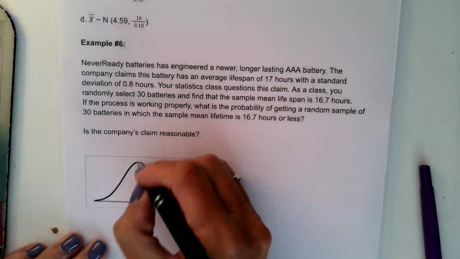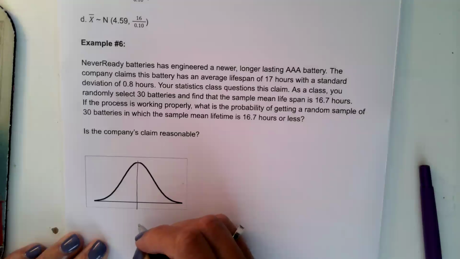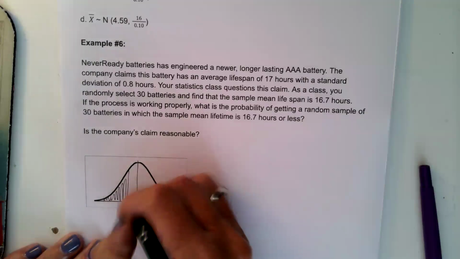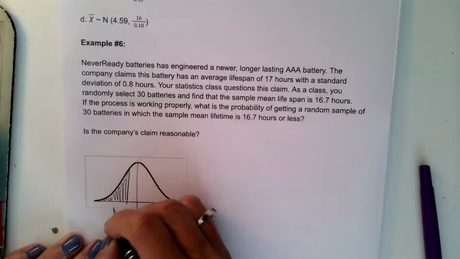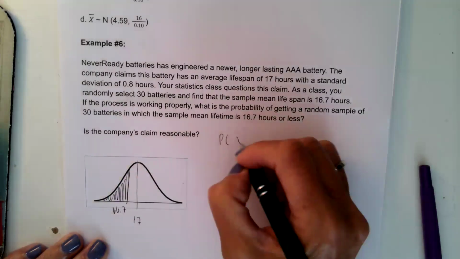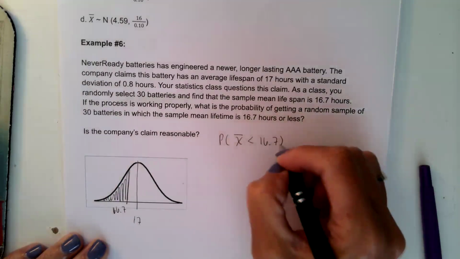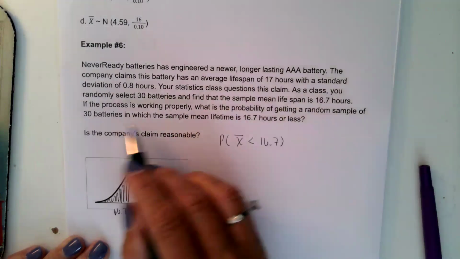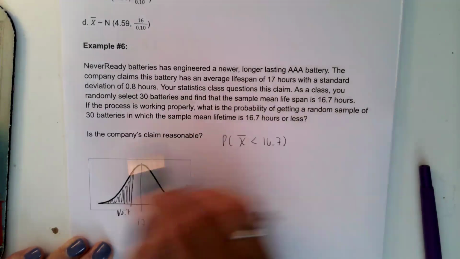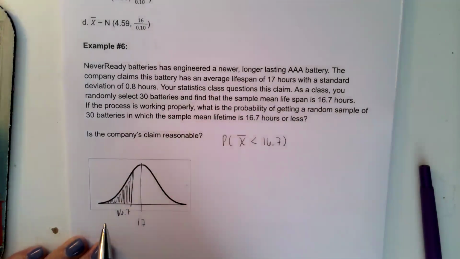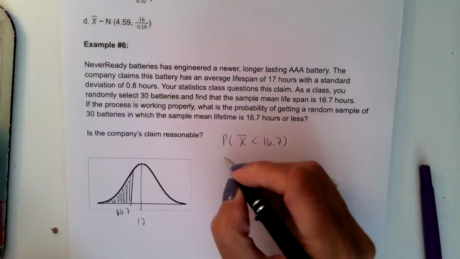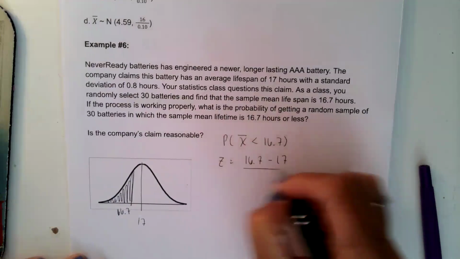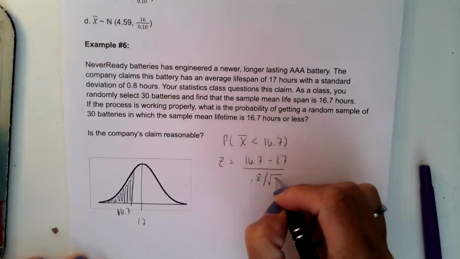Okay, so if the mean is 17, what is the likelihood of being less than 16.7? The probability that the mean is less than 16.7. If the process is working properly, what is the probability of getting a random sample of 30 values in which the sample mean is 16.7 hours or less? Is this company's claim reasonable? Okay, so that means we have to first find the adjusted z-score. 16.7 minus 17 over 0.8 divided by the square root of 30.